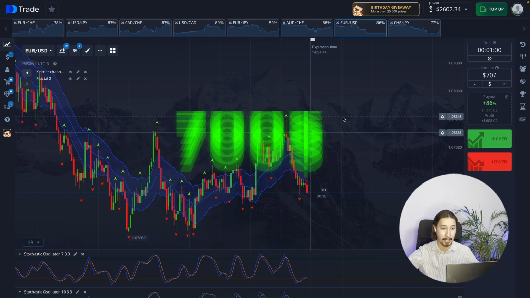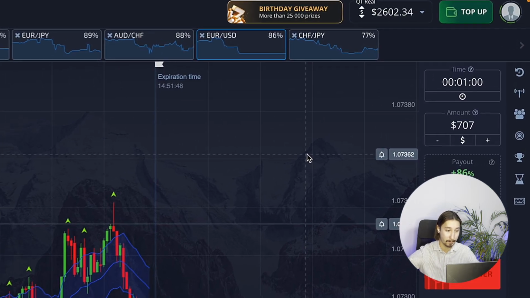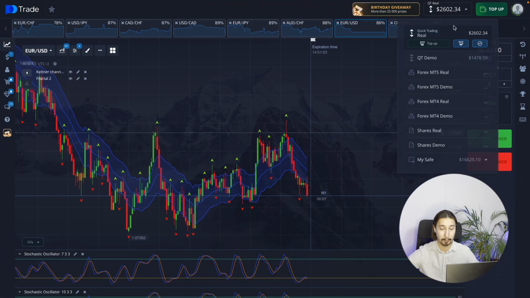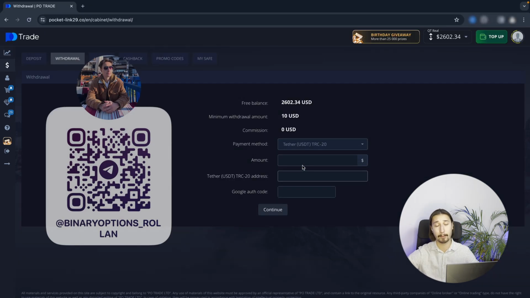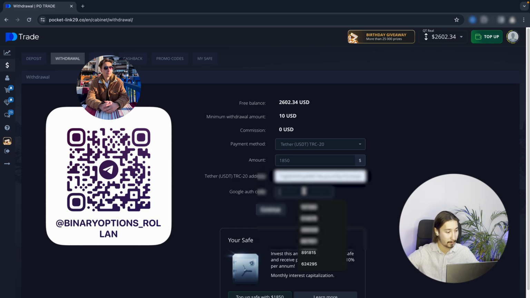We started with $700 and now I see an excellent profit on my balance, and actually I'll record the amount for today's profit from the first strategy. So let me just withdraw it and we will move to the second. So 1,850 going to my wallet. All right.